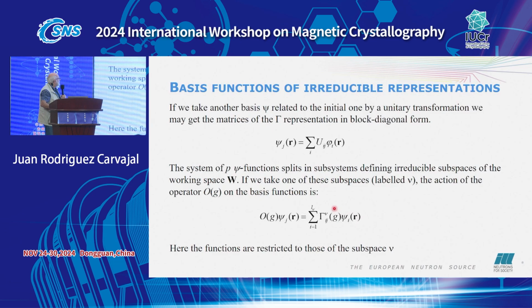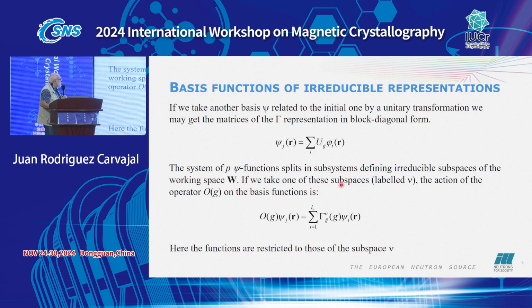If we take another basis related to the initial one by a unitary transformation, we may get the matrices of the gamma representation in block diagonal form. This is also important. If we start with that and apply a unitary matrix here, we get new functions. The system of psi functions is split into subsystems defining irreducible subspaces of the working space W.